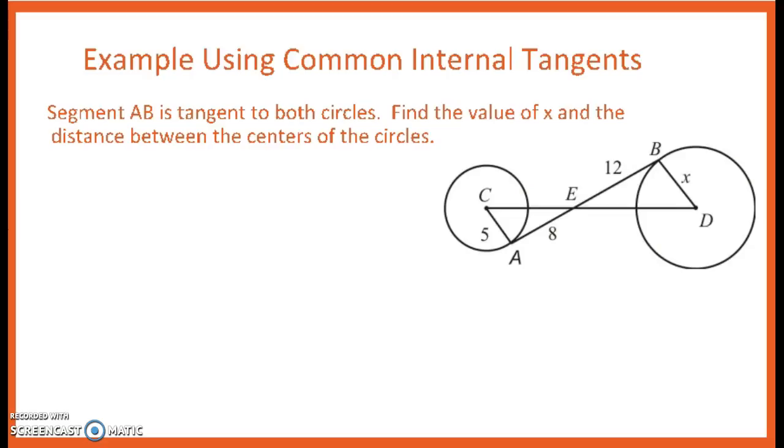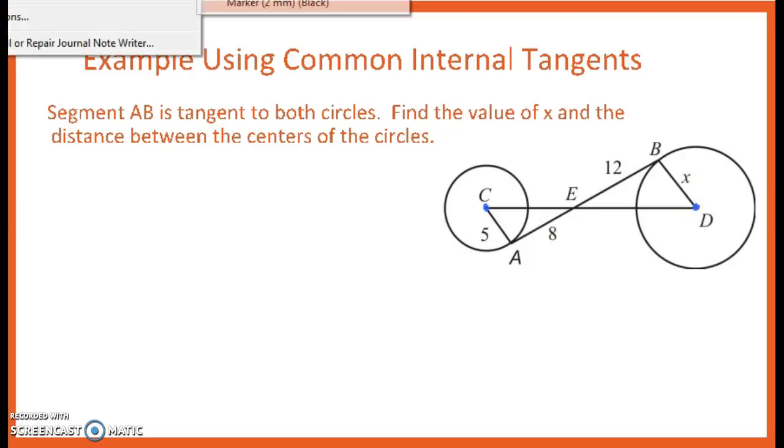So in the last video, we did an example using common external tangents. For this video, we are going to do an example using common internal tangents. So let's take a look at our diagram and see what we're given. Here we have circle C and circle D. And we have two common internal tangents to each of those circles.